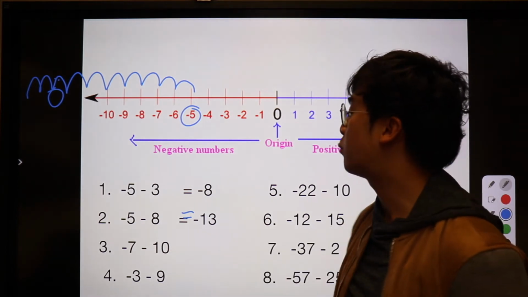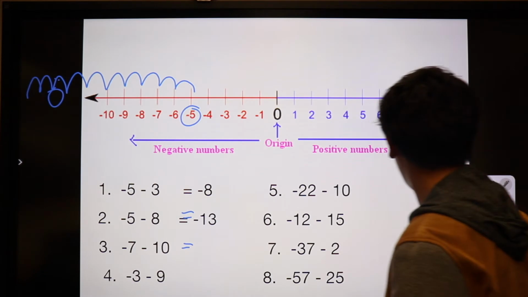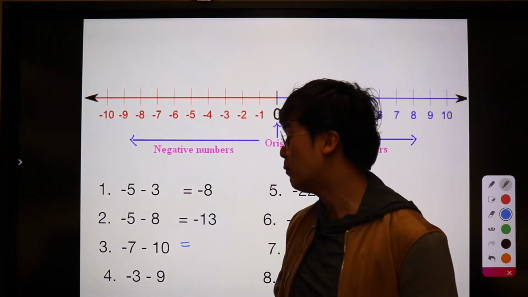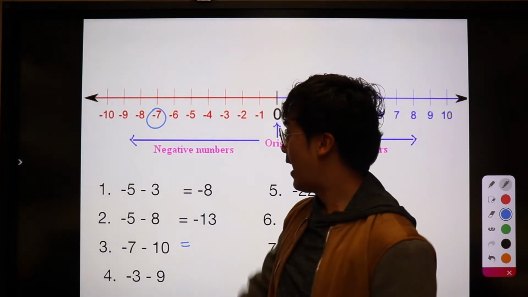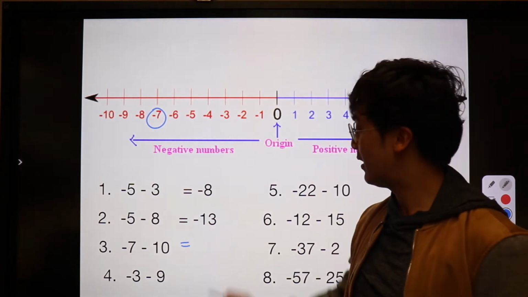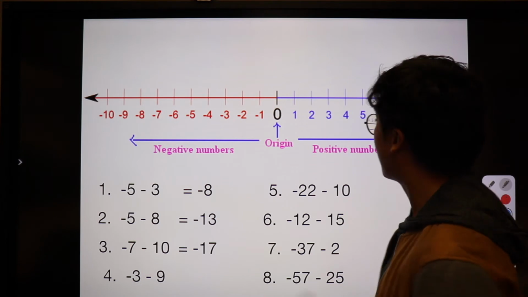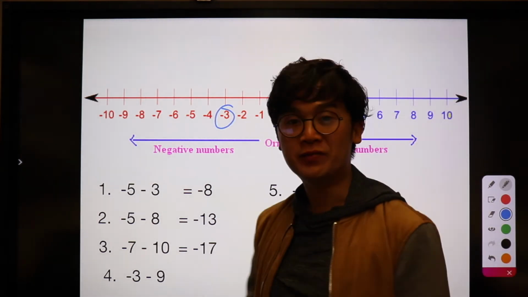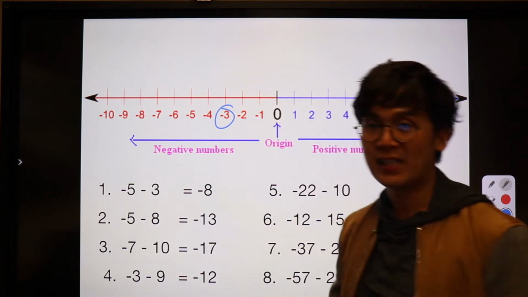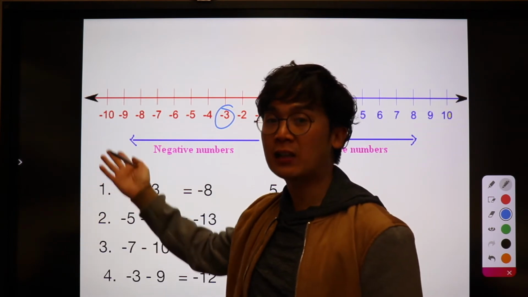And working out problem number 3, again, the answer here will be going overboard our number line. But since you already know the concept of the number line, starting at negative 7 and moving 10 units in that direction will give you negative 17. And for negative 3 minus 9, you are going to start at negative 3, and you're going to move 9 units to that direction, and you will stop at negative 12.